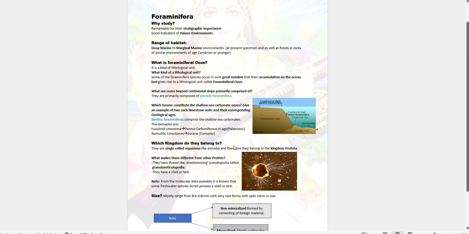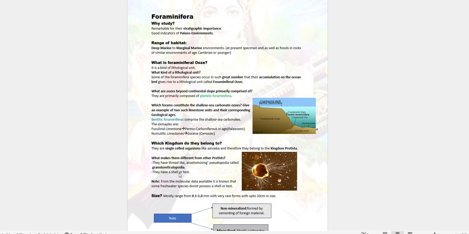These guys are generally single-celled organisms, like amoeba, therefore they belong to the kingdom Protista. But what makes them different from other protists is that they have an anastomosing pseudopodia that is thread-like, called the granular reticulopoda. This kind of structure you can see here, and this is called the granular reticulopoda, and it has a thick shell that is either composed of foreign particles cemented together, or formed by mineralization that we'll see later.